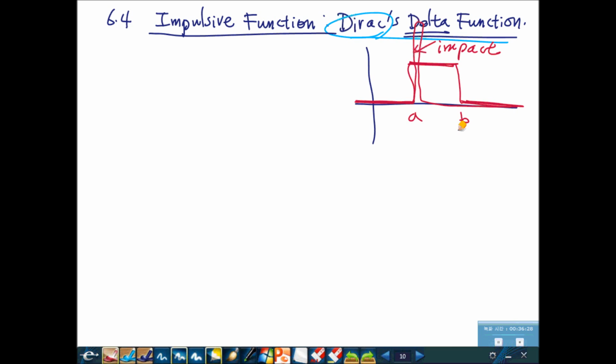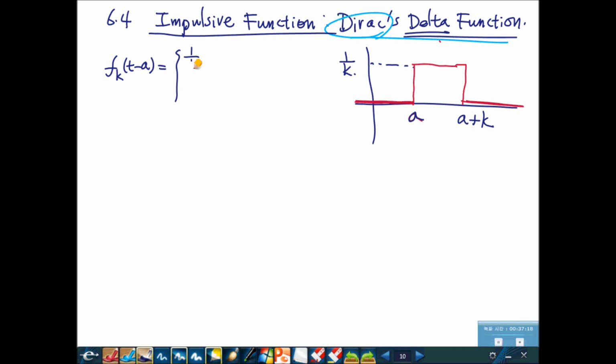We're going to redefine the square function, and we're going to make it very narrow but high, okay? Very narrow, very tall square. That's what an impulse is, okay? All right. So we start from here. Instead of defining b, this is a, and a plus k. And the height is 1 over k. We start from that function to make that short impulse. Okay, so we define function f sub k of t minus a to be 1 over k from a to a plus k, 0 otherwise.